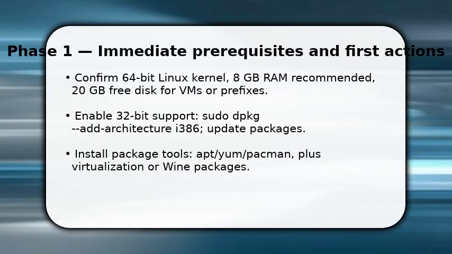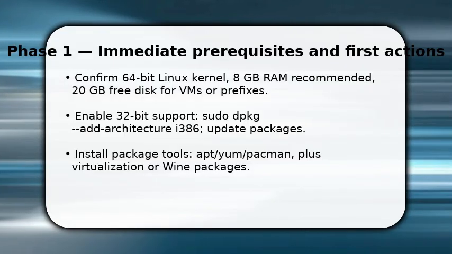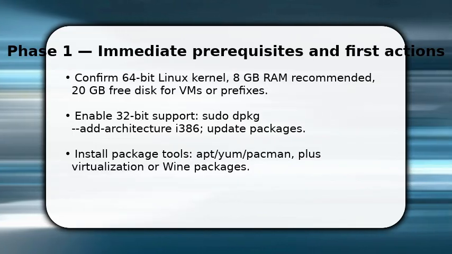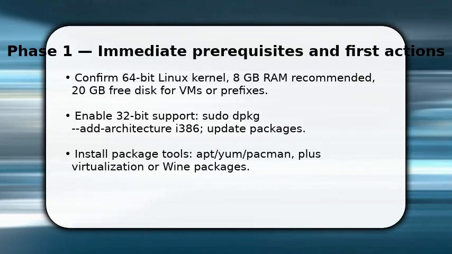You start by preparing the system. Enable 32-bit support and update packages so installers can run. Install your package manager tools and pick a runtime: Wine for lightweight apps, or a VM for full compatibility. Once done, allocate 20 GB and at least 8 GB RAM to the VM, or plan a separate Wine prefix.